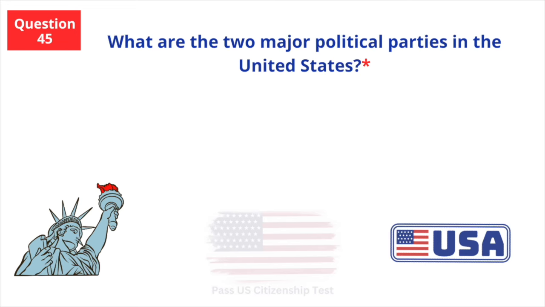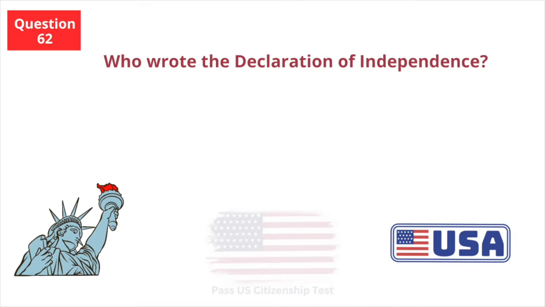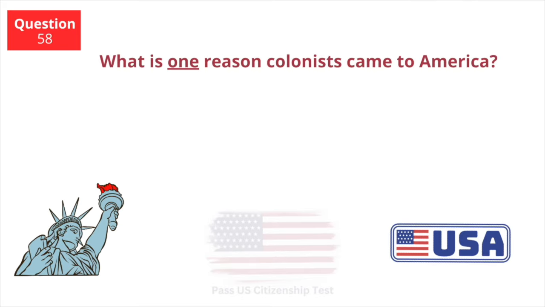What are the two major political parties in the United States? Democratic and Republican. Who wrote the Declaration of Independence? Thomas Jefferson. What is one reason colonists came to America? Freedom.